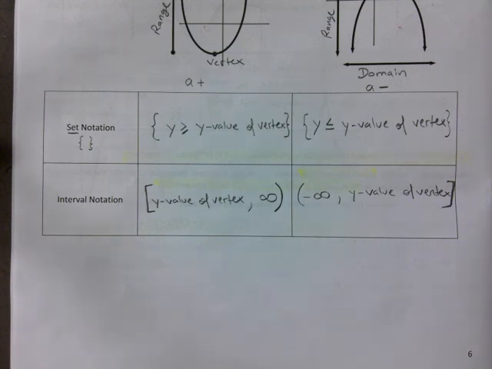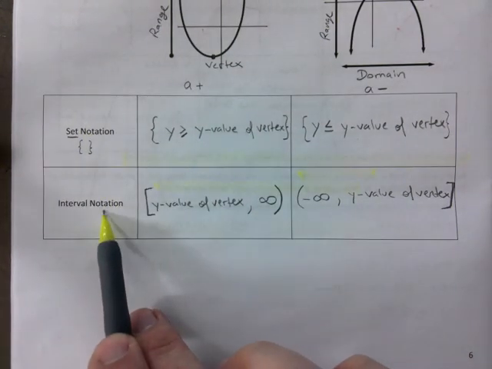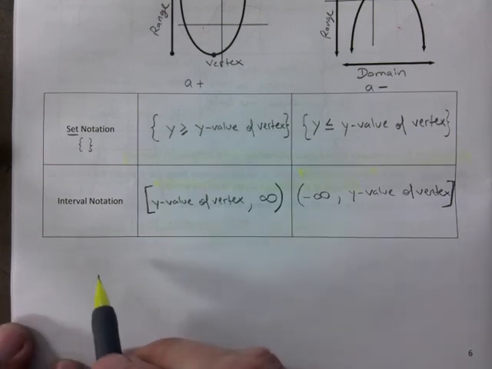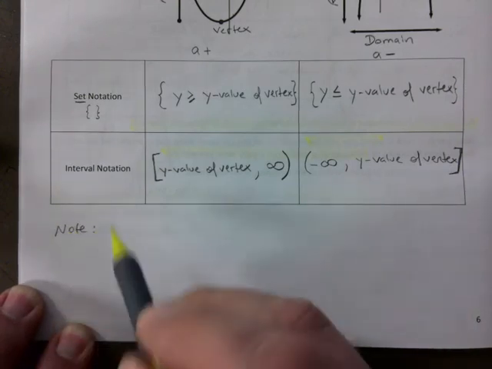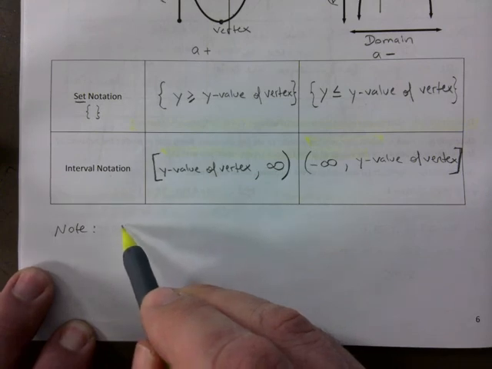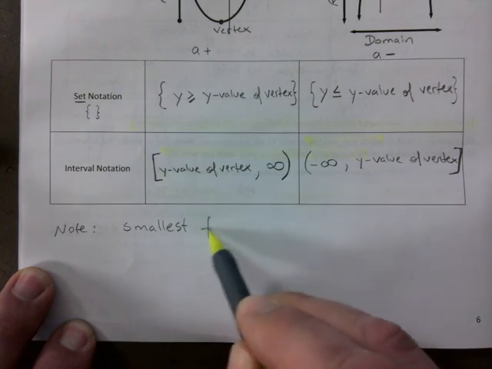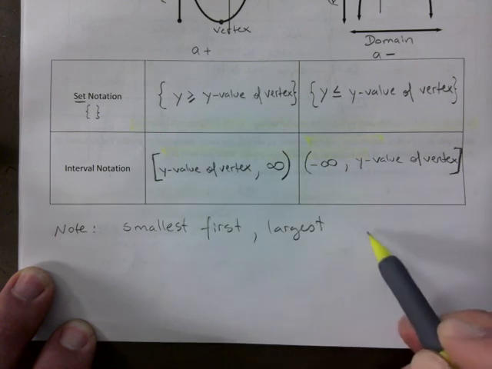And this is the nice thing. You can choose how you want to answer. Do you want to answer in set notation or do you want to answer in interval notation? The only thing is, if I gave you one of these, you need to be able to read that and know what it is saying. Okay, so I will just give you a quick note here. Smallest first, largest second.